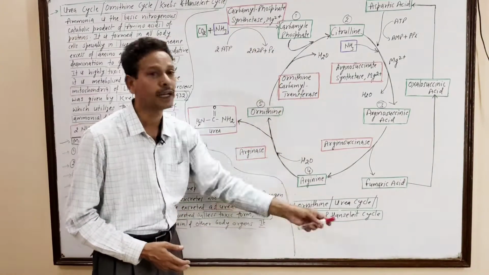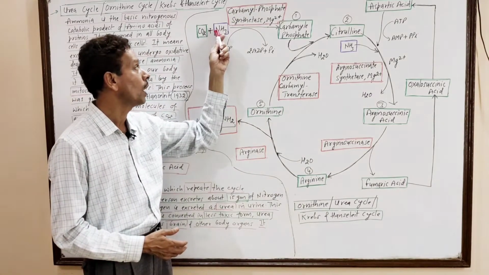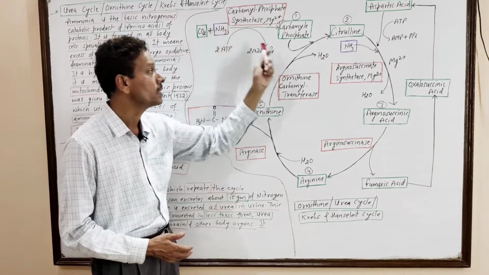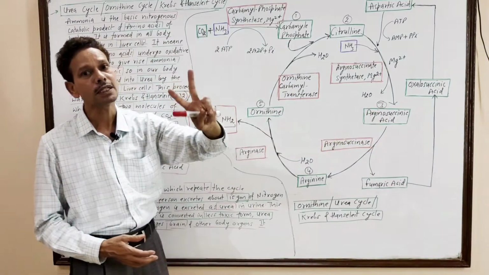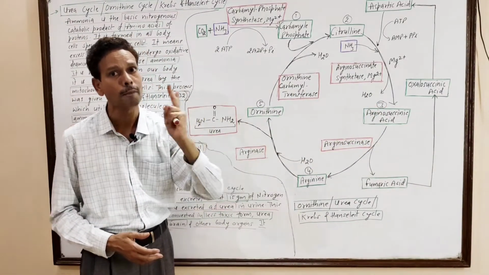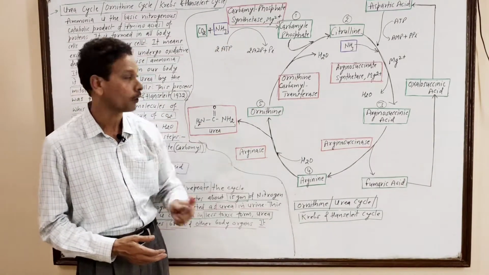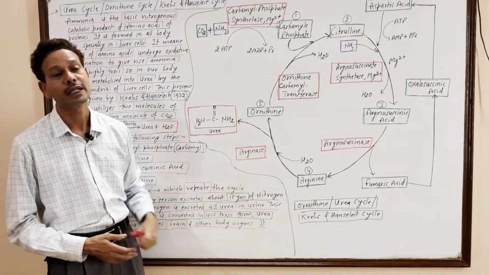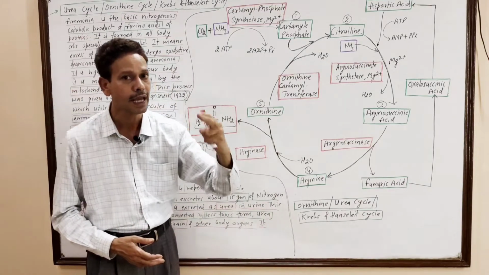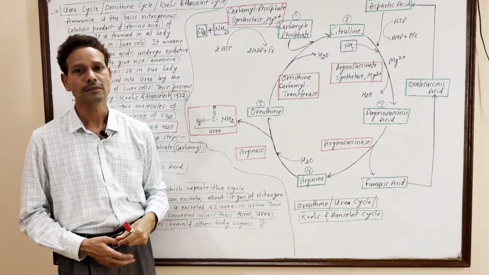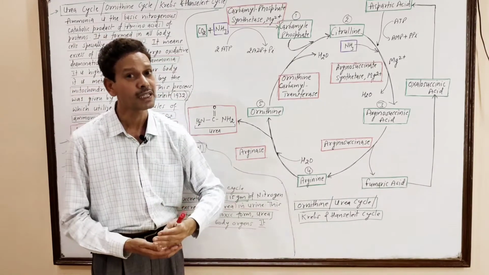It means in this entire process, one molecule of CO2 and two molecules of ammonia are involved, one molecule of ammonia in step number first and another molecule of ammonia in step number third. Note down, two molecules of ammonia and one molecule of CO2 produce one molecule of urea. This entire process takes place in liver cell hepatocytes, and this cycle is carried by mitochondria of liver cells. Dear students, this is urea cycle.